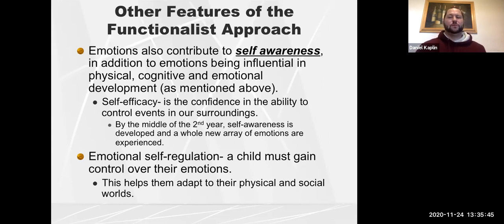Another functionalist issue related to emotion is emotion self-regulation. Emotion self-regulation is the ability to control one's emotions. At birth, emotion self-regulation is fairly poor, and as we get older, we get better at it. Kids and toddlers might throw tantrums in the supermarket because they don't get their way. But as we get older, we recognize that we don't get to express our emotions freely all the time.